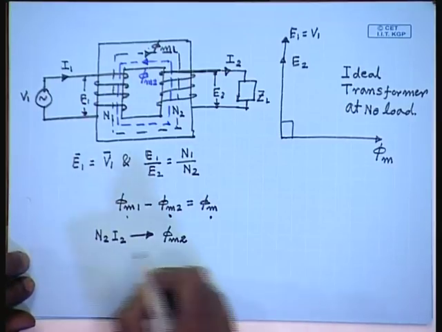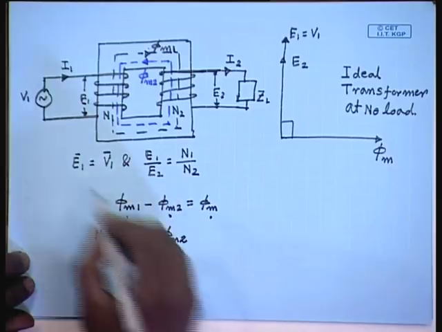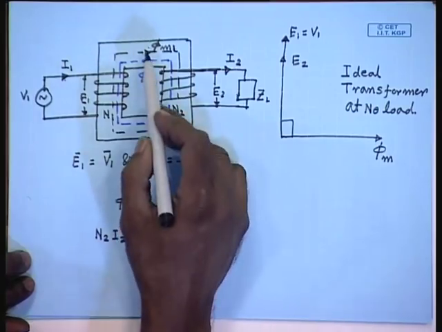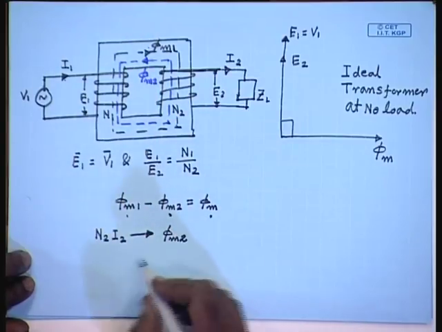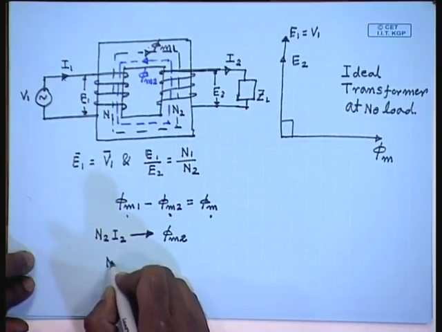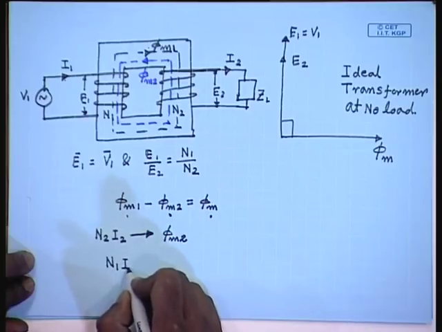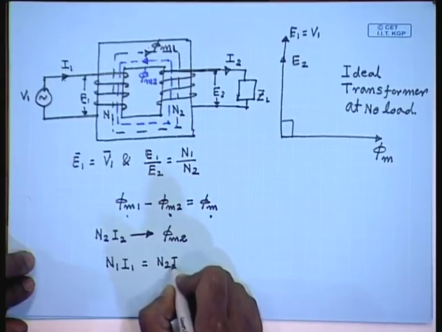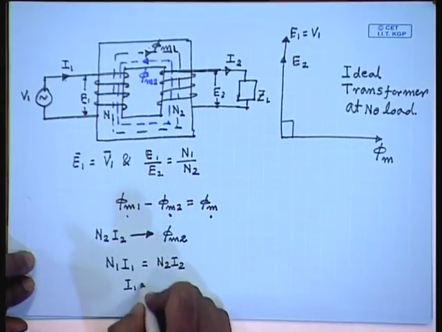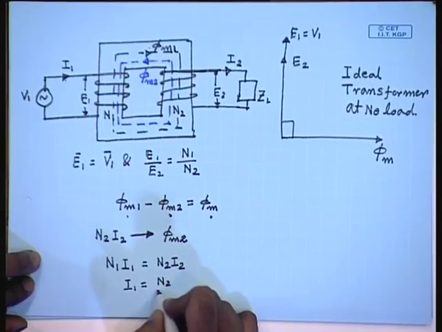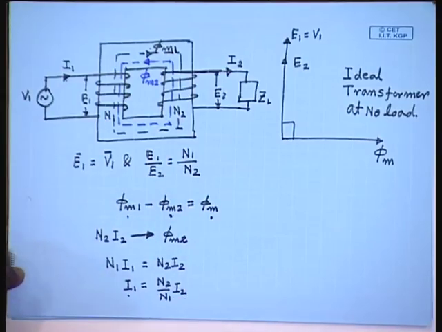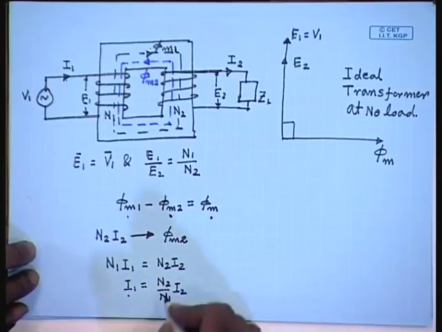So, the current drawn from the source must produce a cancelling ampere turns N1 I1, so that the flux produced in the core remains constant at phi m. Therefore, we can say that N1 I1 should be equal to N2 I2, or I1 equal to N2 by N1 times I2. This is sometimes called the reflected load current I2 dash.